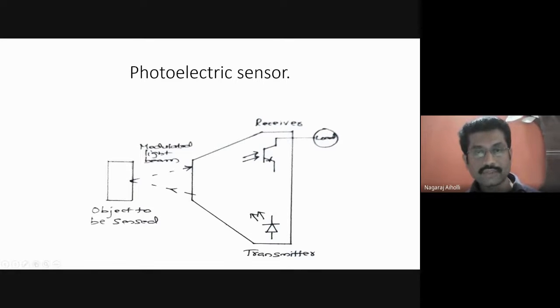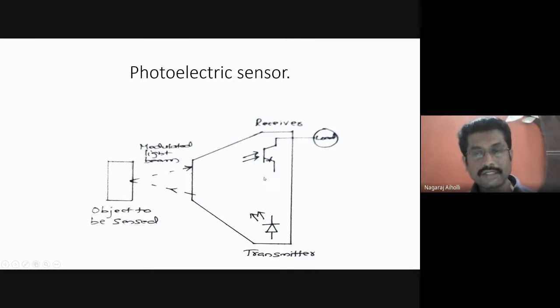This is the figure which shows the photoelectric sensor. What you are seeing is the LED. The photoelectric sensor consists of the LED and the oscillator in the transmitter portion. The oscillator controls the light intensity of this LED, and this light energy is transmitted from the LED towards the object. When the light strikes the object, it is reflected back as a modulated or reflected light beam, and then it falls on the receiver portion.